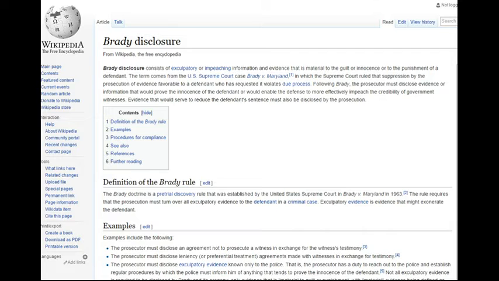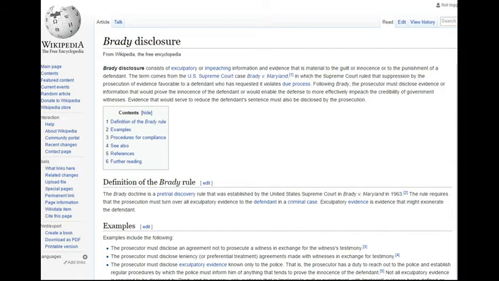Following Brady, the prosecutor must disclose evidence or information that would prove the innocence of the defendant or would enable the defense to more effectively impeach the credibility of government witnesses. Evidence that would serve to reduce the defendant's sentence must also be disclosed by the prosecution. Definition of the Brady Rule.